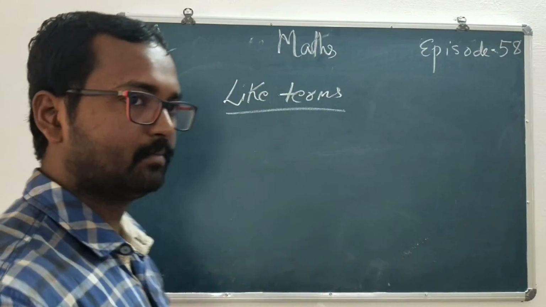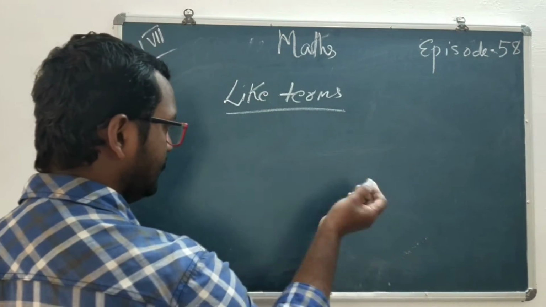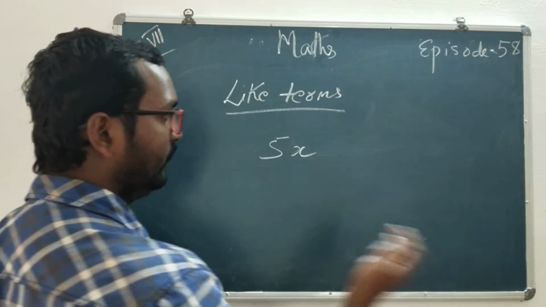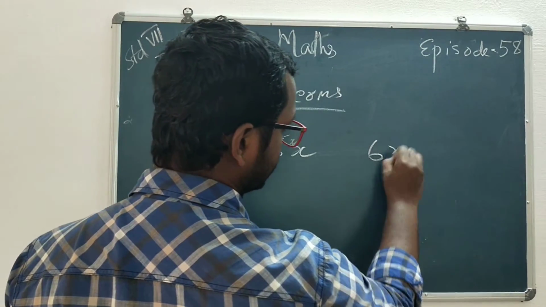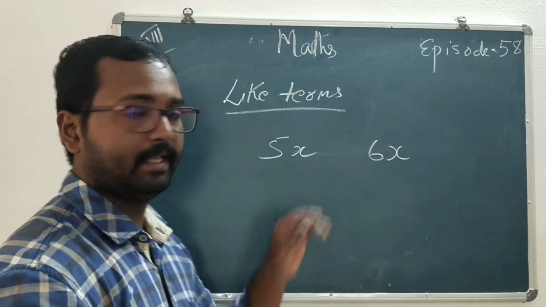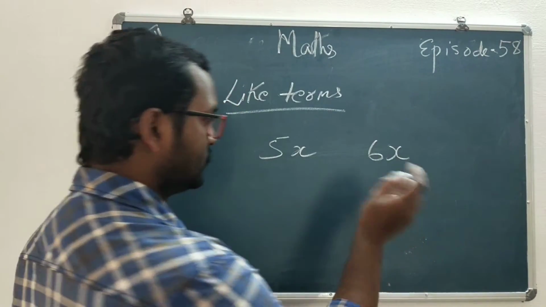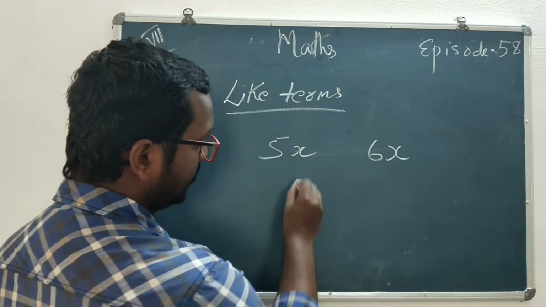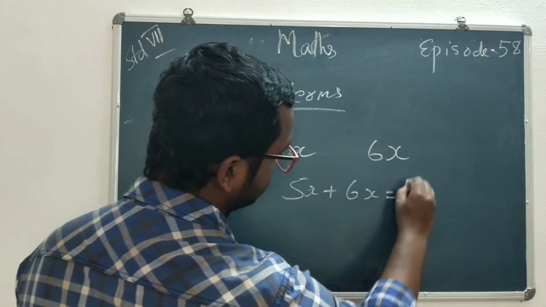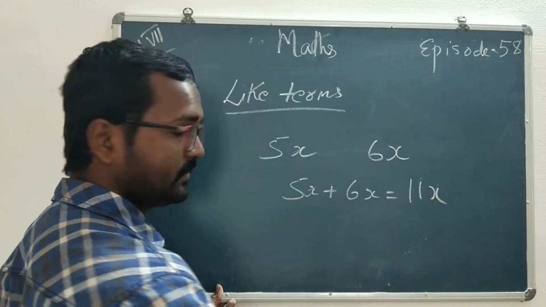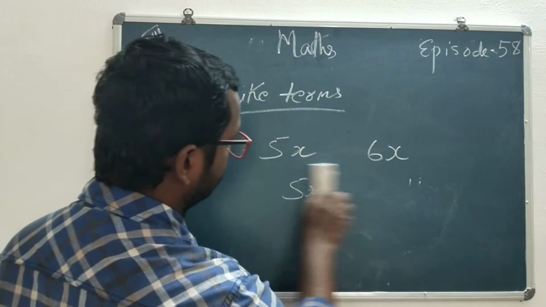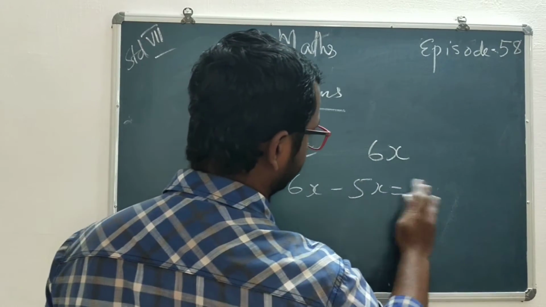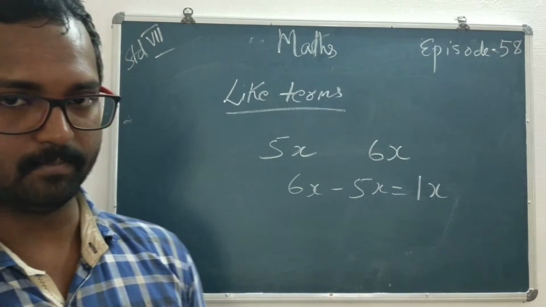So when do we call them like terms? See, let's say I have a variable here. Let's say 5x. If I have another variable, let's say 6x. Now these two are like terms. So when we talk about like terms, we can always do an addition of like terms or subtraction of like terms. So 5x plus 6x gives us 11x, or we can subtract them also. We can do 6x minus 5x gives 1x. This is also possible.